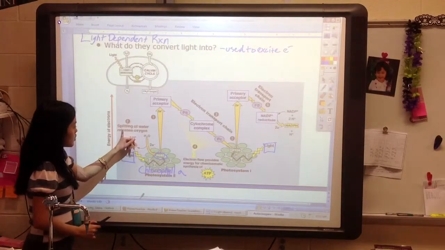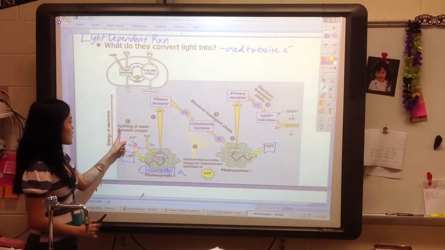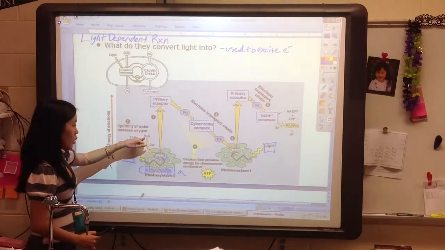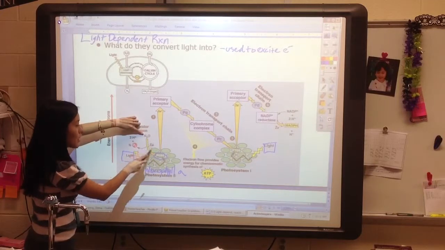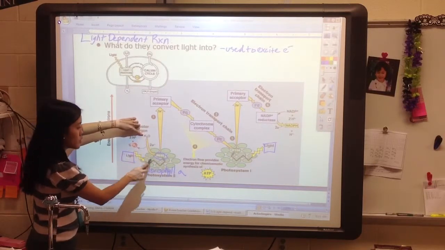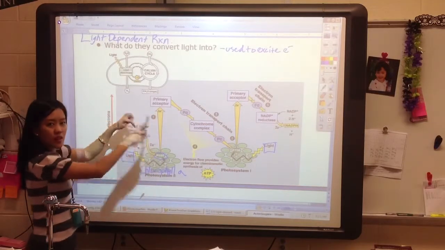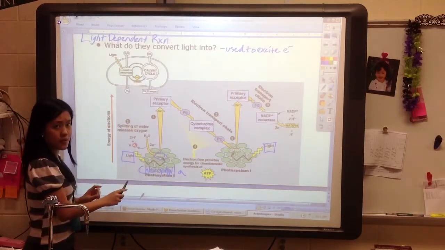Over here, number 2, well, what do we see happening? It says the splitting of water releases oxygen. So notice here you have water. Here you actually have two electrons that will be used to replace the electrons that are excited by the light. So another little cycle within a cycle, okay?